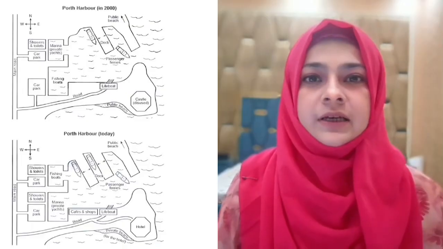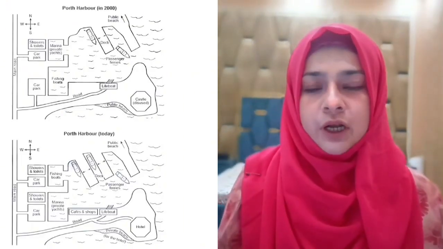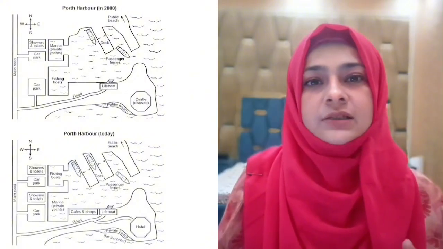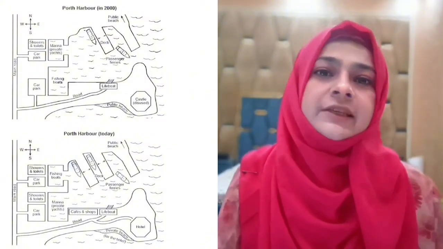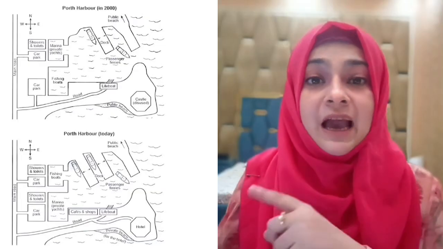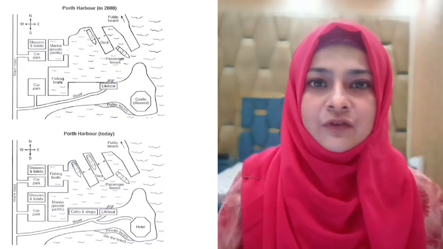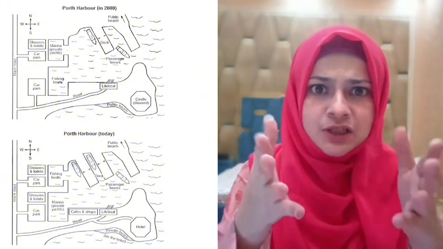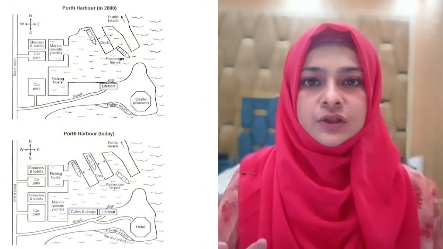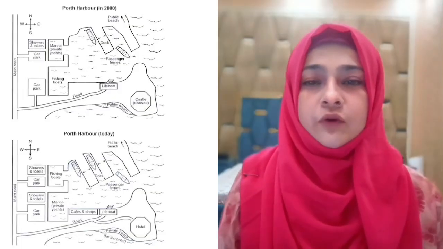And you can see that the castle which was disused is now changed into a hotel, and the public beach is now a private beach which is exclusive for the hotel guests, and they have extended the road and constructed a new shop and a cafe. So there are different changes you can see in the map. So this is how you are going to include all these major changes in the overview.